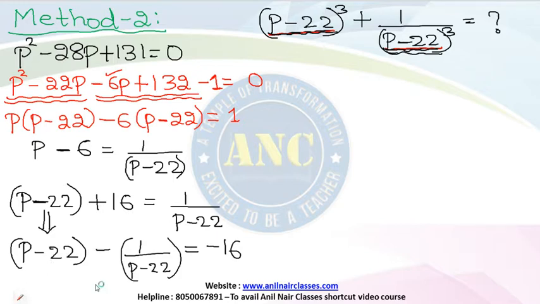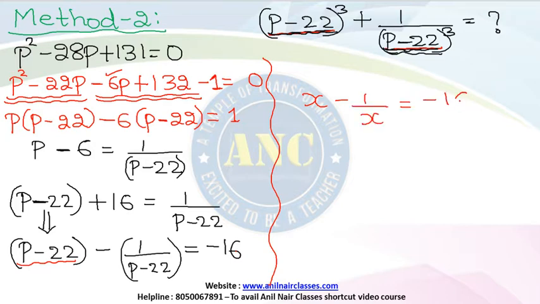Now if you observe, this question has reduced to some beautiful extent, but here also I have a little problem. Why? Because assume p minus 22 as x right now, if you are getting confused. This becomes x minus 1 by x is equal to minus 16. So I can find x cube minus 1 by x cube from this value if I want to, but the question is asking x cube plus 1 by x cube. So convert this minus to plus initially.